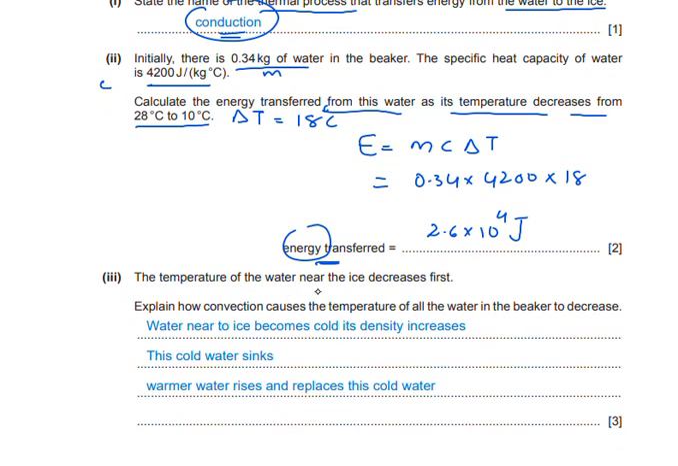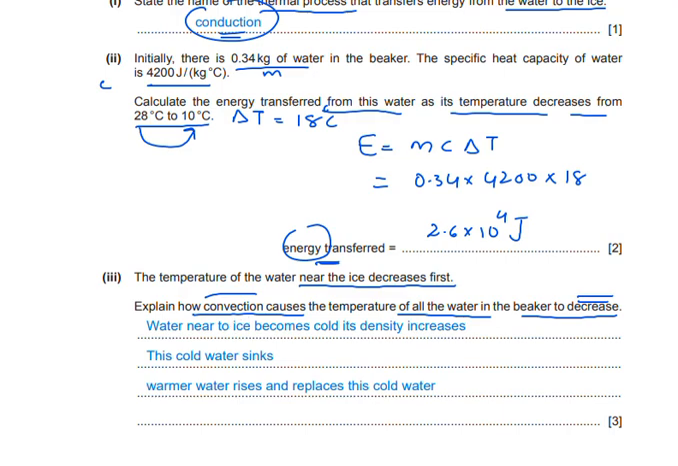The temperature of the water near the ice decreases first. Okay. Explain how convection, now you're going to talk about convection, causes the temperature of all the water in the beaker to decrease. The temperature is decreasing. Okay. We know that it was decreasing from 28 to 10 degrees Celsius.